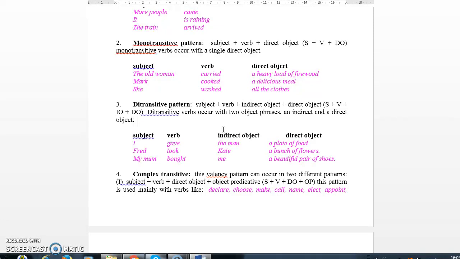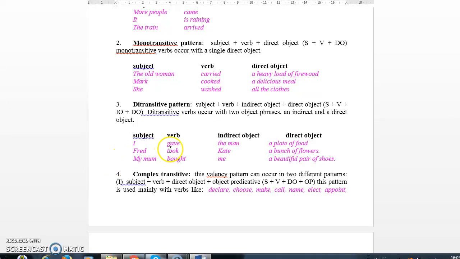The direct objects occur very often, and you have ditransitive patterns where you have an indirect object and a direct object that also occur often. You are never going to have a sentence with only an indirect object. If you have an indirect object, you must have a direct object.